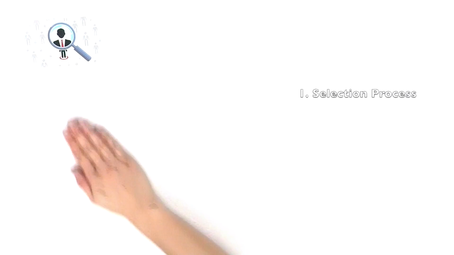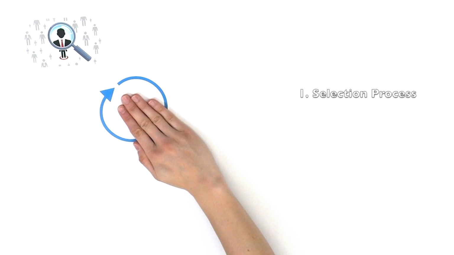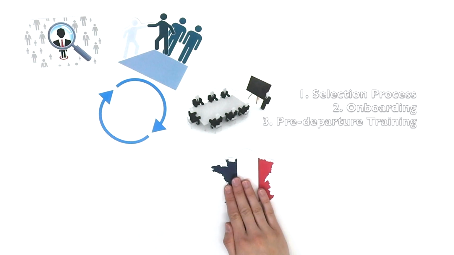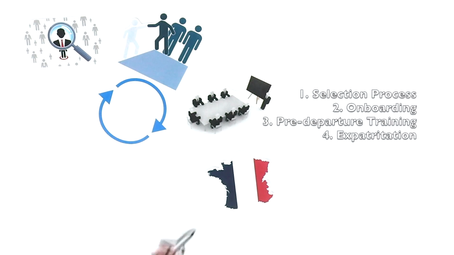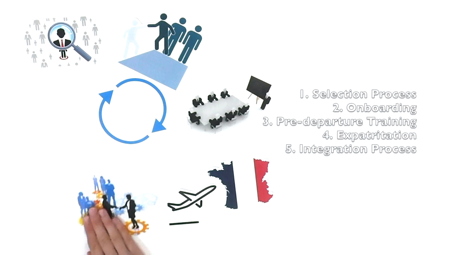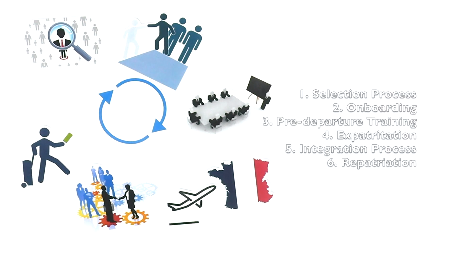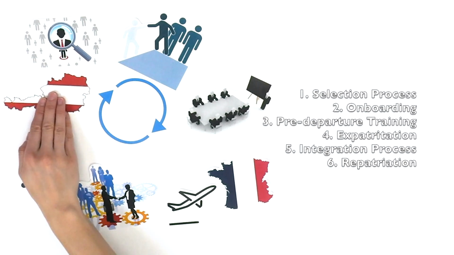The whole process can be structured as follows. First, the selection process. Second, the onboarding process to the company. Third, the pre-departure training. Fourth, the expatriation to France. Fifth, the integration process in the subsidiary. And finally, the repatriation back to Austria. Now we will focus on the main aspects of every step of the program.